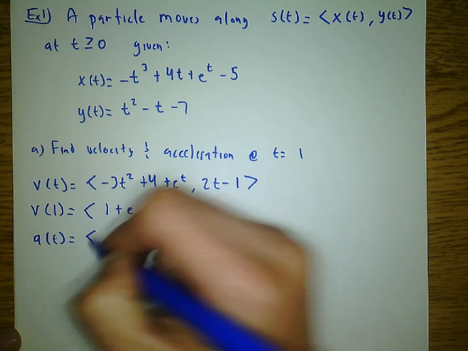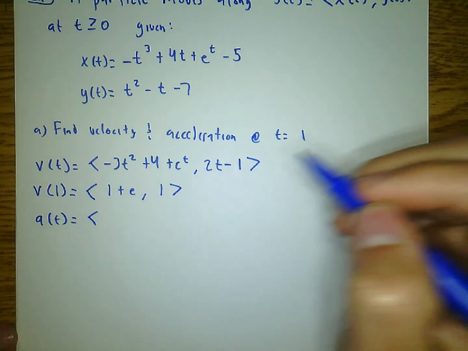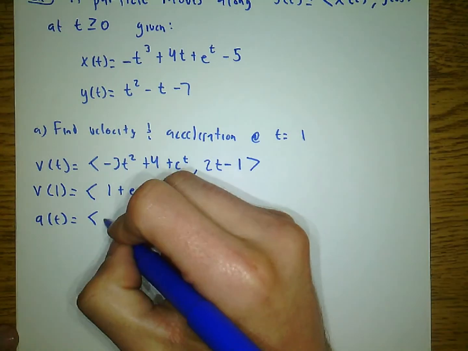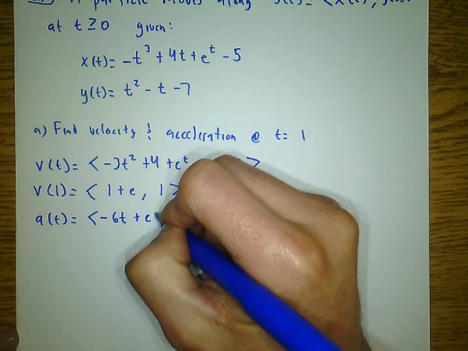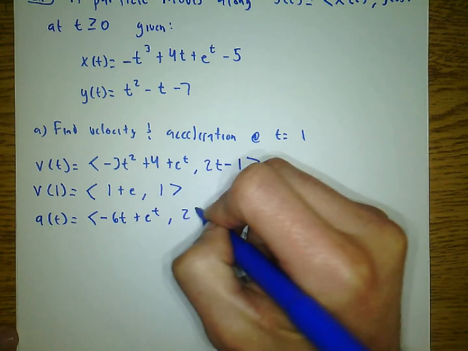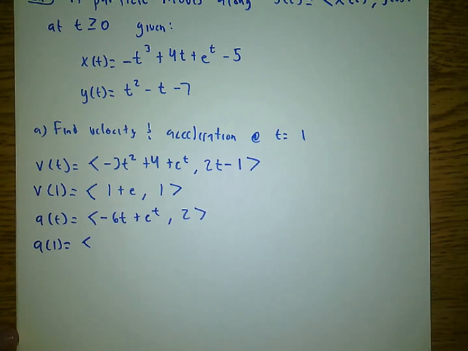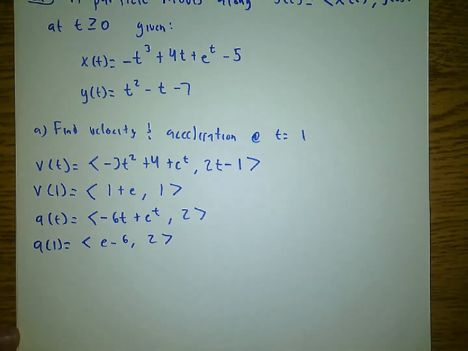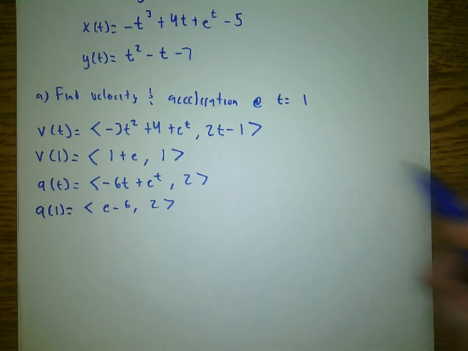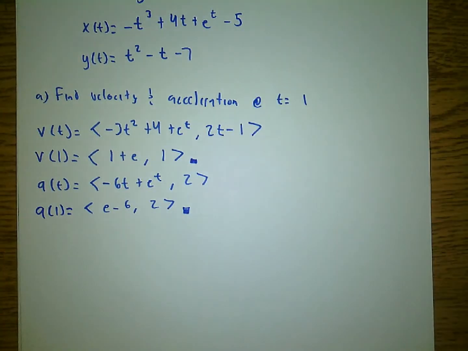Well, what's my acceleration vector? Negative 3t plus e to the t. Or wait, negative 6t. Yeah, negative 6t plus e to the t, comma 2. So my acceleration at 1 would be what? Negative 6 plus e, comma 2. Cool. And there's that. All right, easy, right?